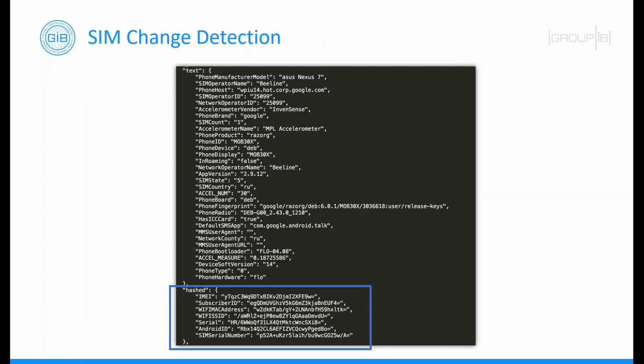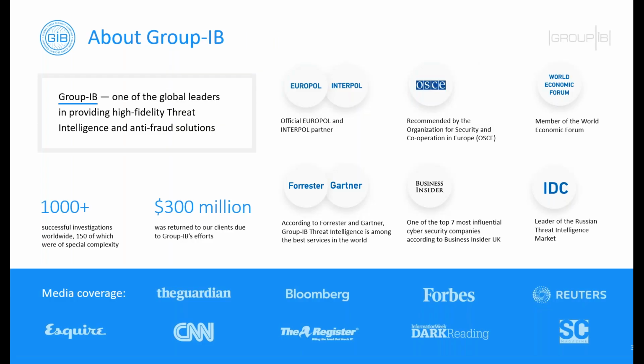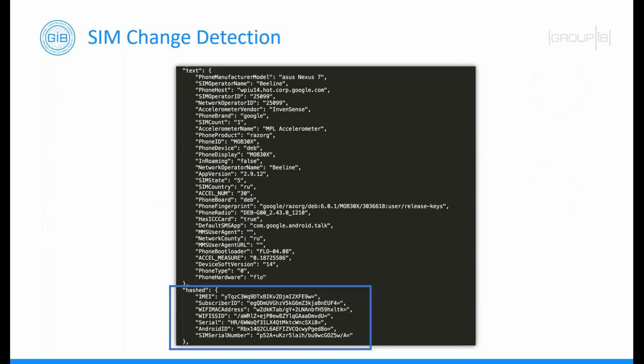Detecting a SIM change is also really important, simply because in most cases the SIM change might be performed by someone who has physical access to a device and is not supposed to have it. And so that's some examples of the functionality of the mobile SDK, of the Group-IB Secure Bank mobile SDK.